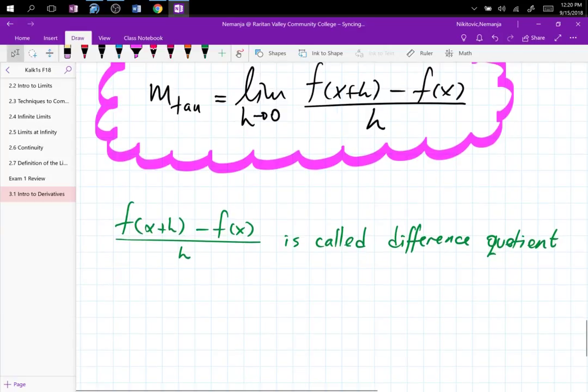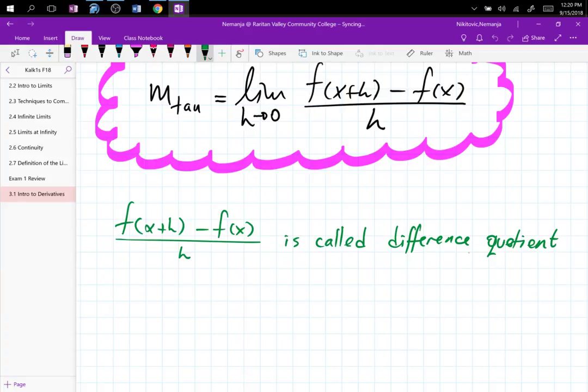So, why is this formula powerful? Because the answer to this formula is not the slope, a particular slope. The answer to this formula is a function. And now we're going to take a look at that.